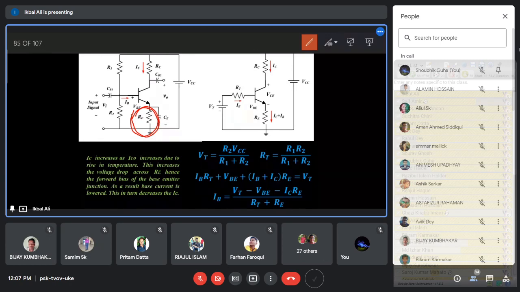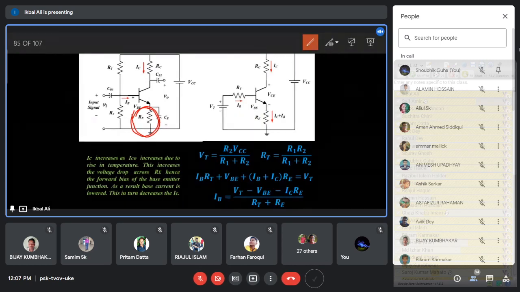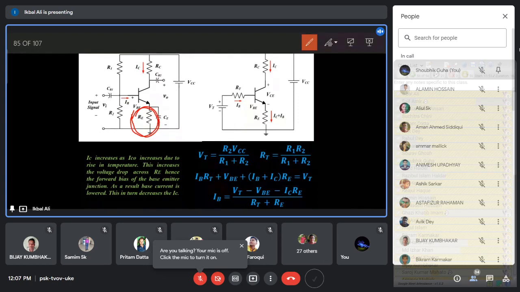If some collector current tries to increase, then due to this RE resistance, a negative automatic feedback process will be there in the circuit, that will reduce the increasing collector current to its original value. So the collector current increase is not allowed. Simultaneously, if the collector current tries to decrease, it will set the collector current back to its original value. So due to this RE resistance, this is actually going on in the circuit automatically. So that is why this circuit is the most stable circuit. It does not allow any collector current change.